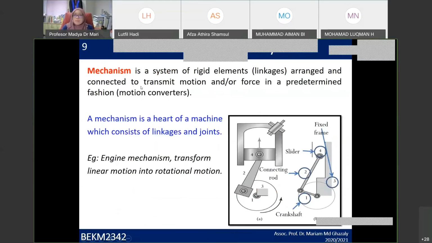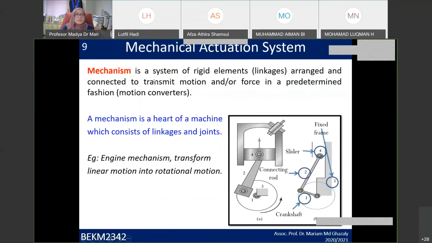So mechanism, what is the definition of mechanism? Mechanism is a system of rigid elements comprised of linkages. What is linkages? This is a linkage. One tube like this is one linkage. Arranged and connected to transmit motion or force in a predetermined fashion. It means that it's a motion converter. It converts from linear motion to rotary motion. So it transmits motion or transmits force. Those are the main definitions of mechanism.